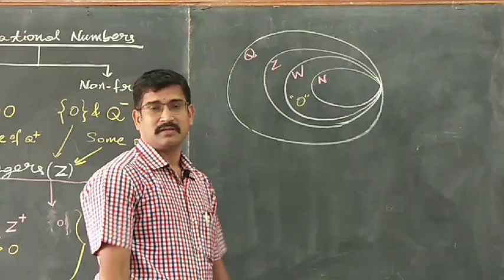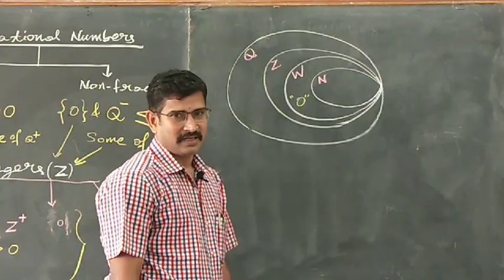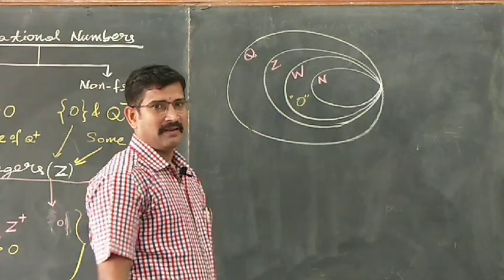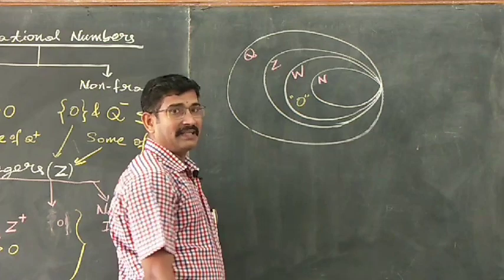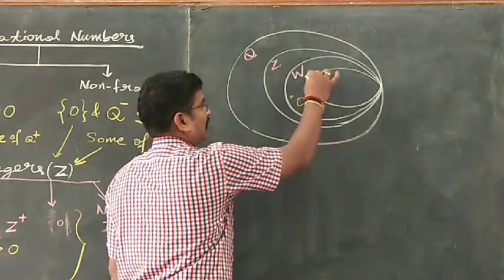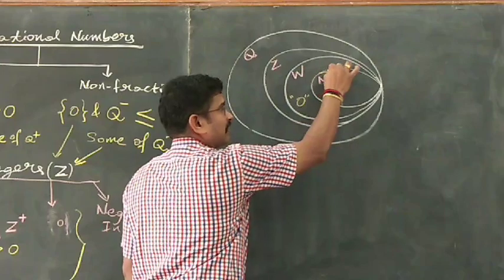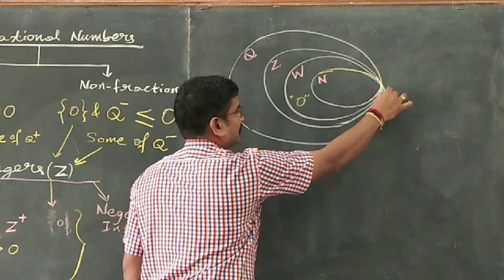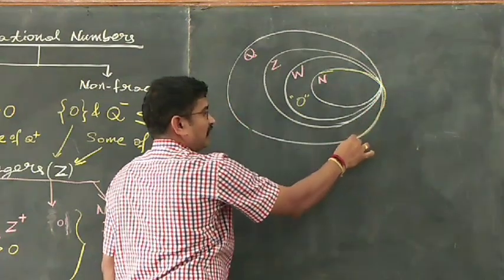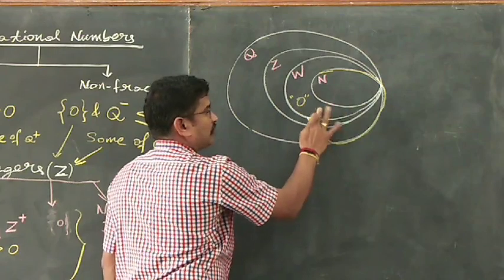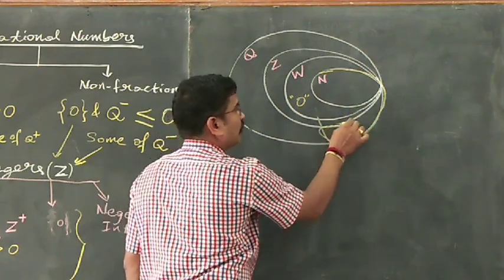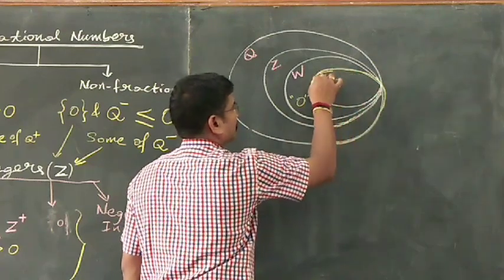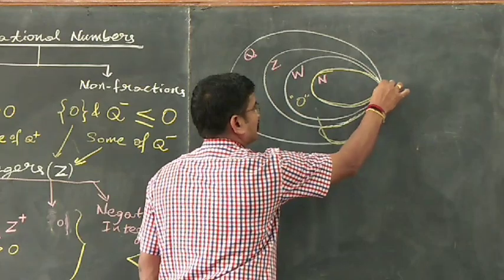Where will be the fractions? There is no special symbol for fractions. If at all I want to say, I have to say Q plus, that is positive rational numbers. Where will they be? I can say like this: natural numbers and some of the rational numbers. It should not come here, it should come only taking this portion.